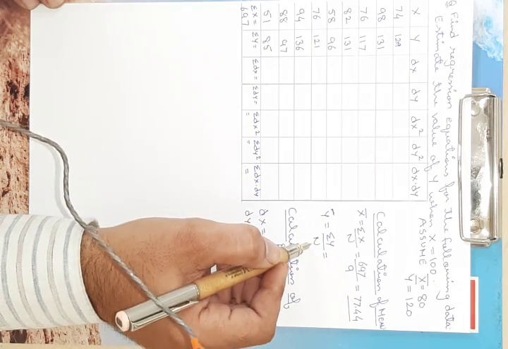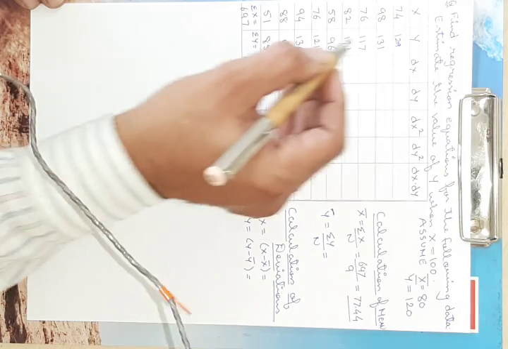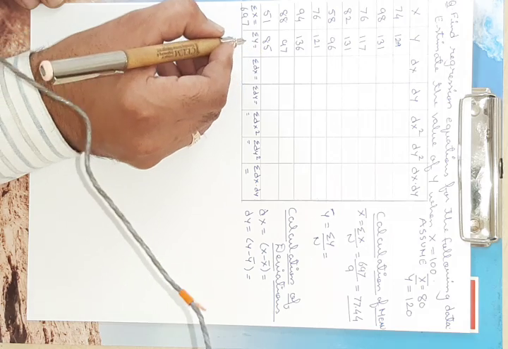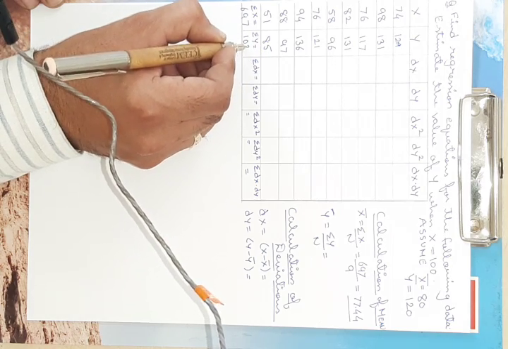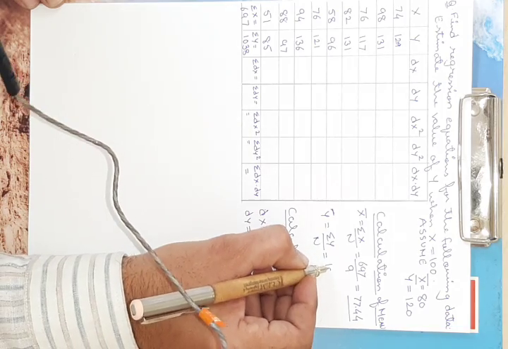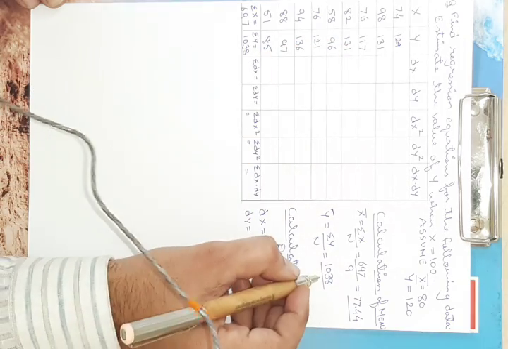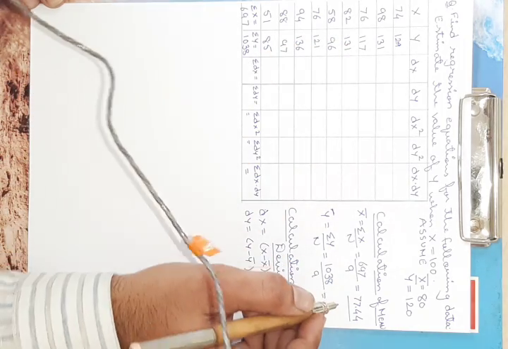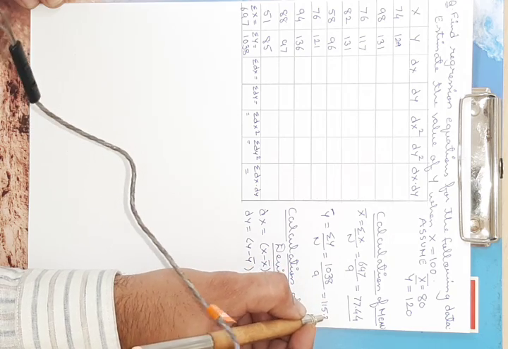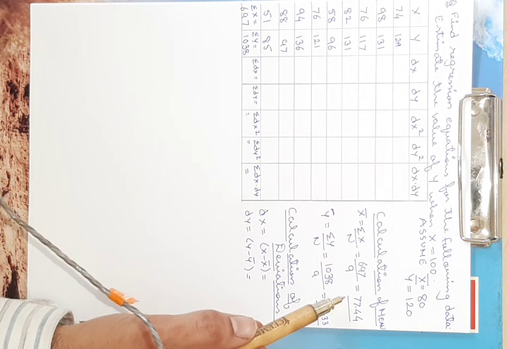And similarly we are going to find the value of y bar, which is given by the formula summation of y divided by capital N. So summation of y means addition of all the values of series y, that is 124 plus 131 plus 117 likewise. So here the total comes out to be 1038. Now we put this value here, 1038 divided by the total number of observations, that is 9. So here the mean, that is y bar, comes out to be 115.33.